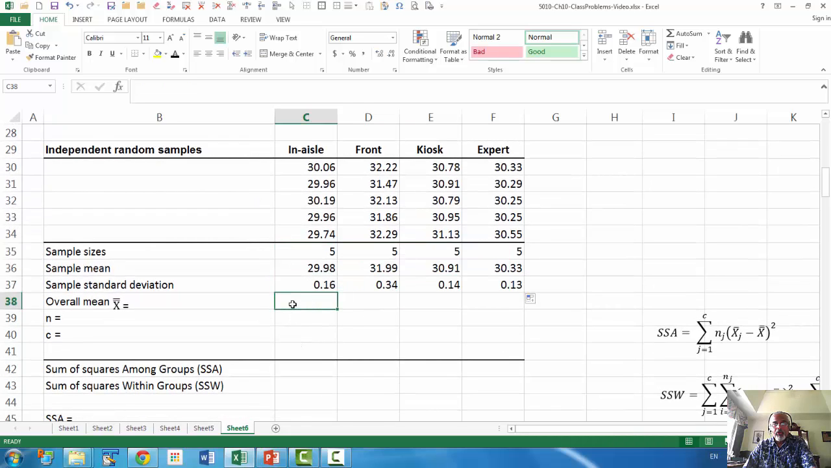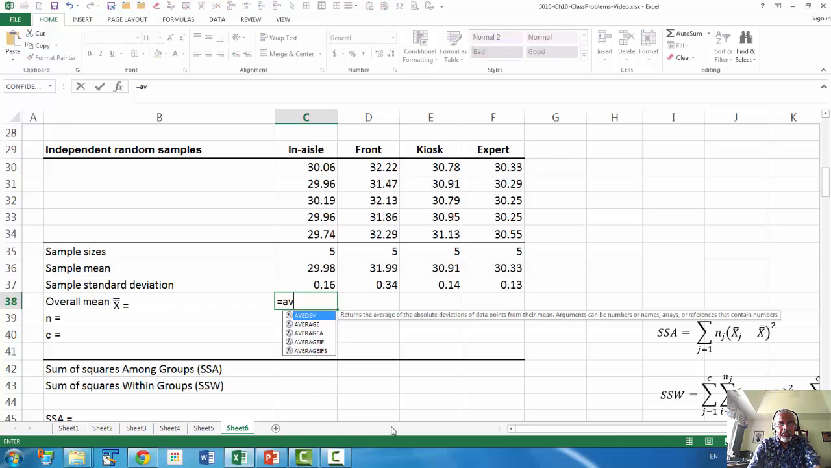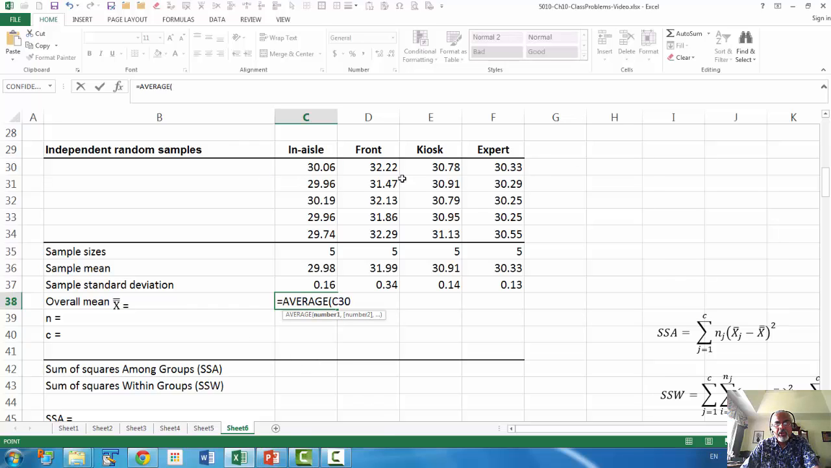Okay. Now overall mean, if the sample sizes are all the same, we can simply average the sample means. But if the sample sizes are not the same, then you have to go back to the original data and average them all. So if you do average all of them, then we get the overall mean of X double bar.